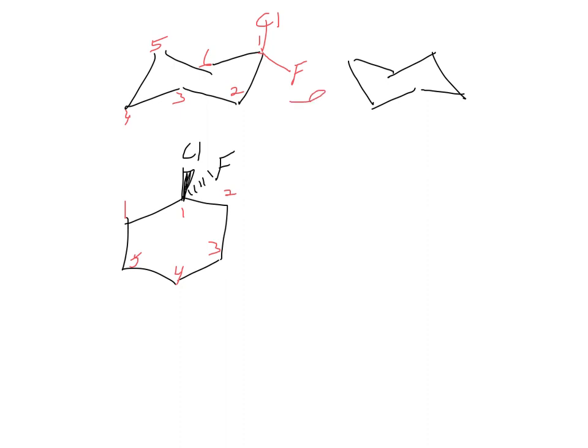Now when I do this ring flip, this is carbon 1, 2, 3, 4, 5, 6. Essentially what happens is carbon 1 gets pulled down, carbon 4 gets pulled up. So this is still carbon 1. Chlorine's still on carbon 1. Is chlorine still pointed up? Yes, absolutely. It has to be. It's always up. But is it in the axial position now? On this ring, is it axial anymore? No. Now it's equatorial. So now it's equatorial up, and fluorine is axial down.